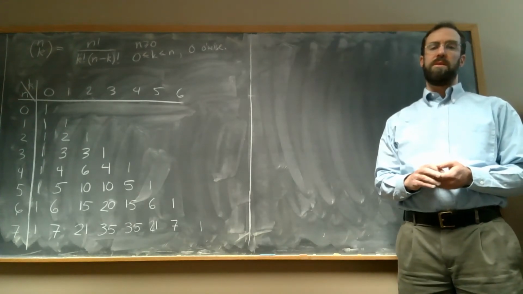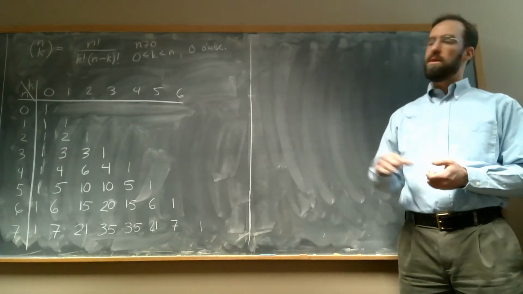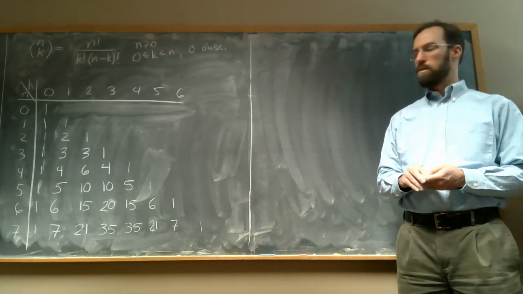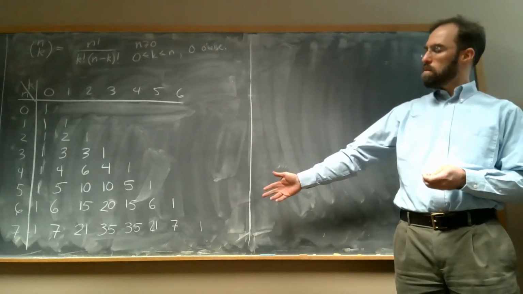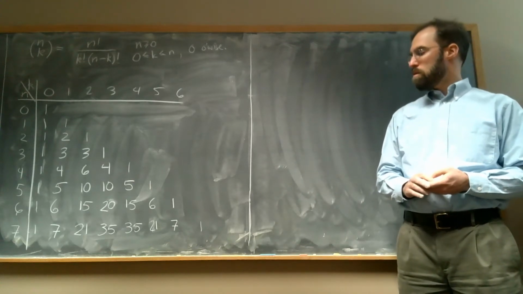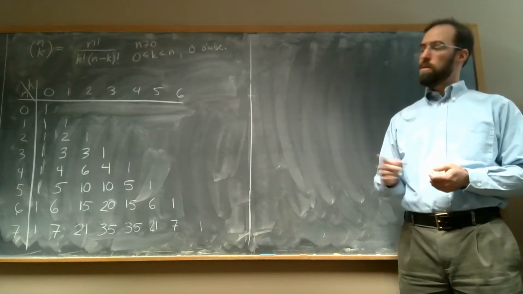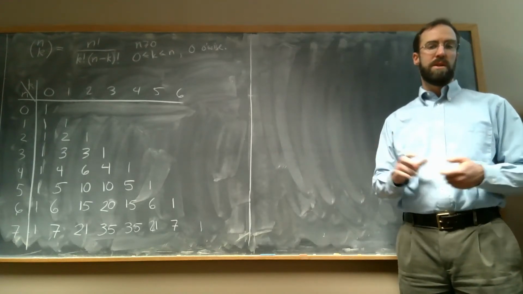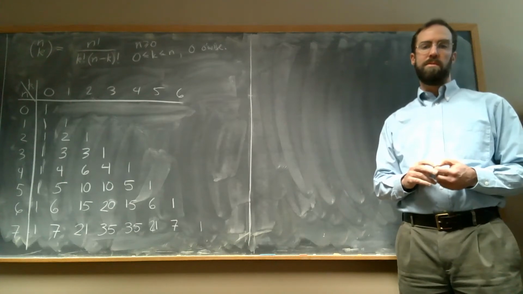In the last video, we made this table of binomial coefficients for small values of n and k. In between, I added another row just for fun for 7. So what I want to do in this video is to try to look for some patterns that we see in this table and see if we can make sense of why those patterns appear.